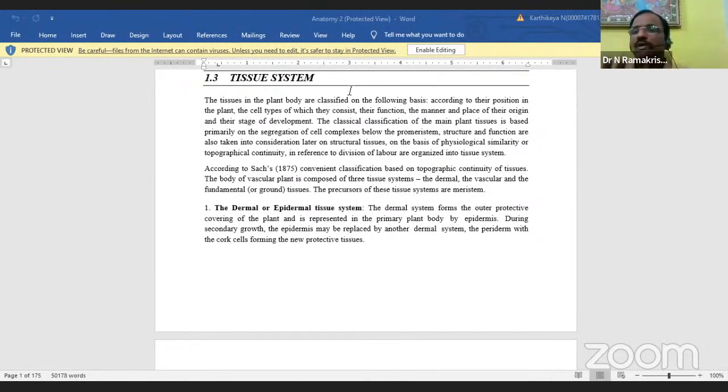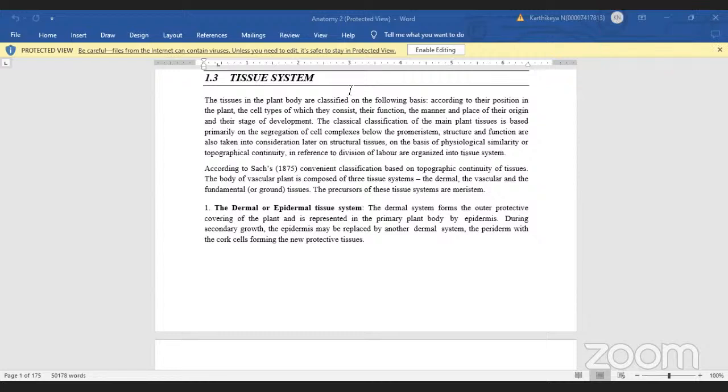Before going to that, when you take a section cutting of a stem or root, whatever it may be, how many parts are there? Three parts. One is epidermis, second is cortex, and third is the central vascular system, the stele with vascular bundles. Total three. The first one is epidermis, the epidermal tissue system.